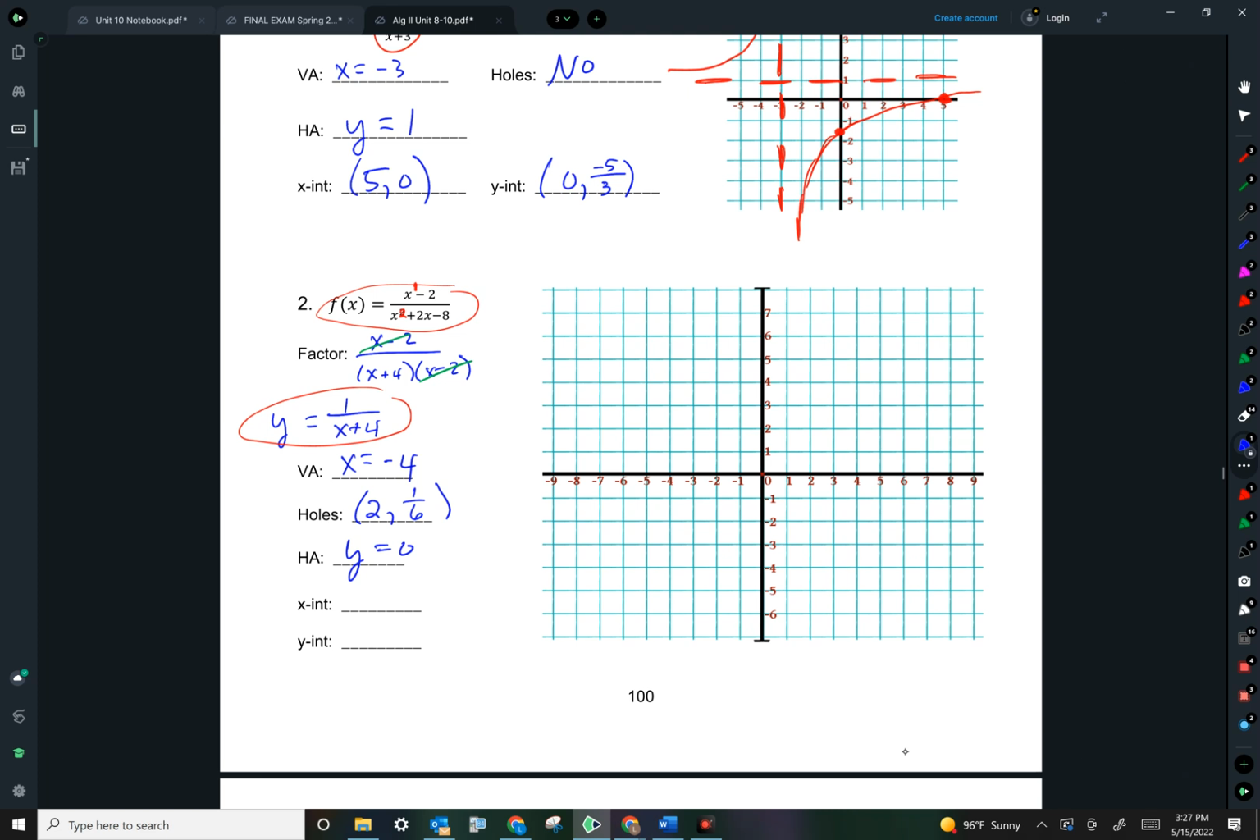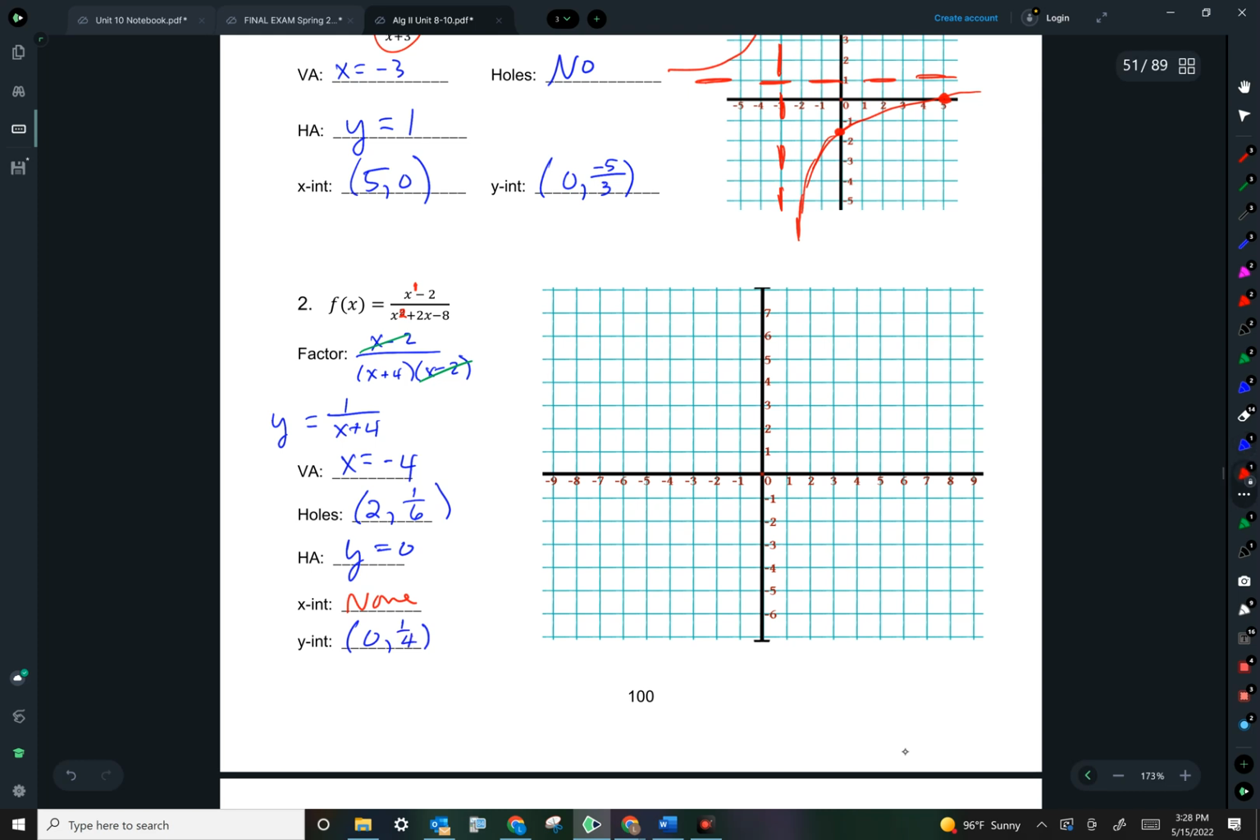Okay, for the x-intercepts, remember we said look at the numerator. Well, look at your simplified version. Is there any way that this numerator could equal 0? Well, no. If it's just a 1, if there's no x's, it can't equal 0. So that means there are no x-intercepts. And then the y-intercepts, remember, that's going to be when the x is 0. So if I put in a 0 for x, it's going to be 1 over 0 plus 4.